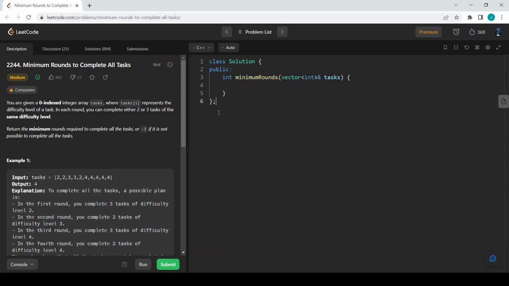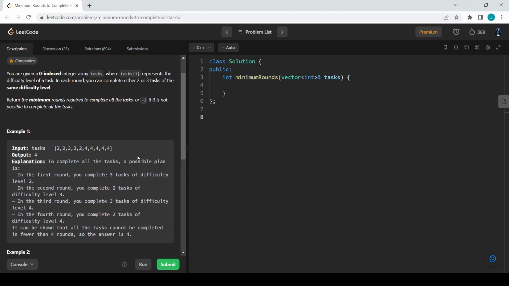So what they say is we want to find the minimum rounds required to complete all the tasks, and we can complete either two or three tasks of the same difficulty level in each round. So how many ever tasks we complete at maximum, we will minimize the rounds to complete them. We can complete either two or three, we cannot complete one. That's what the problem states, right? So we want to return -1 if it is not possible to complete all the tasks.